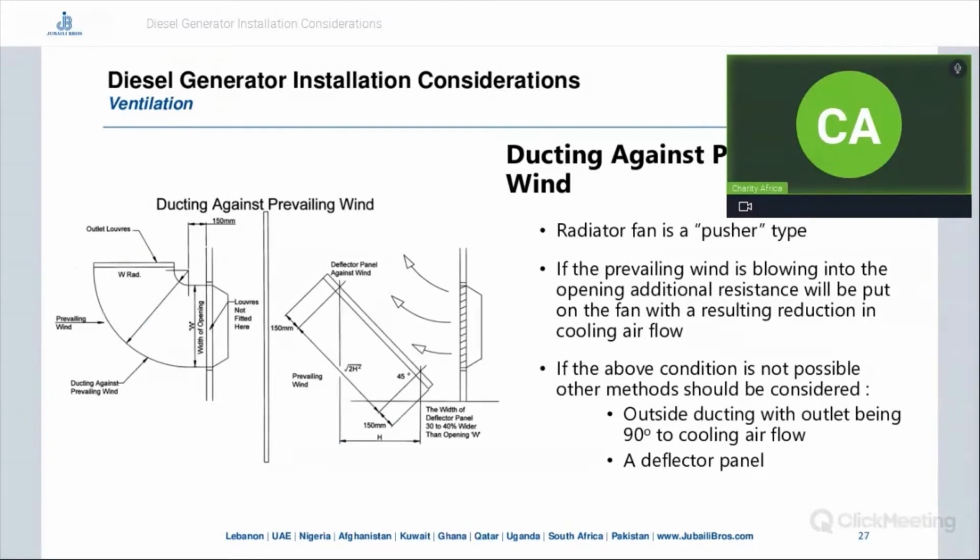There are cases where the radiator ducting will be installed against prevailing wind. The radiator fan of the genset is a pusher type. If the prevailing wind is blowing into the opening, additional resistance will be put on the fan with a resulting reduction in cooling airflow. If the above condition is not possible, other methods should be considered. That is, ducting the radiator outside at 90 degrees to the cooling airflow and adding a deflector panel in front of the radiator. Using these methods, minimize the back pressure on the fan.